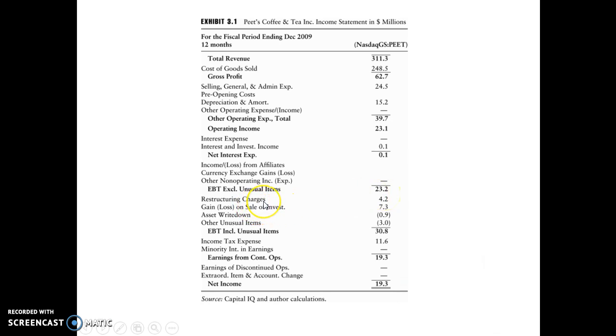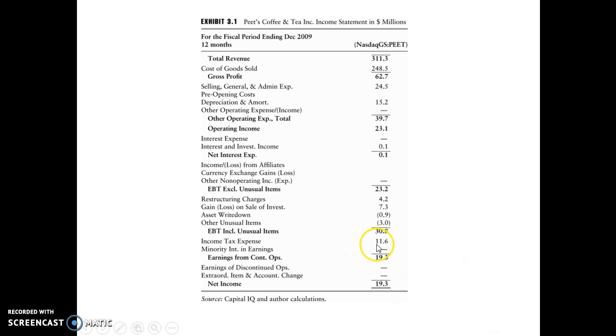And we go further, and it looks like Pete's had some restructuring charges. That's known as an unusual item. It's not going to happen every year, and they've recognized that here. If they had any gains or losses on sale of investments, if they had any asset write-downs, maybe the value of an asset has undergone some decrease, they would recognize that here, and then any other unusual items. So we get to earnings before taxes, including unusual items.